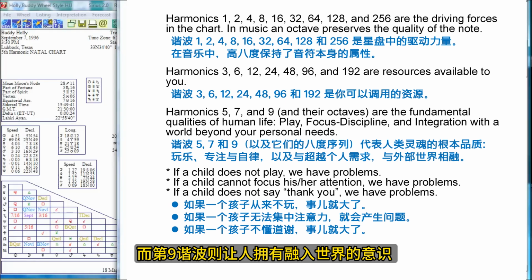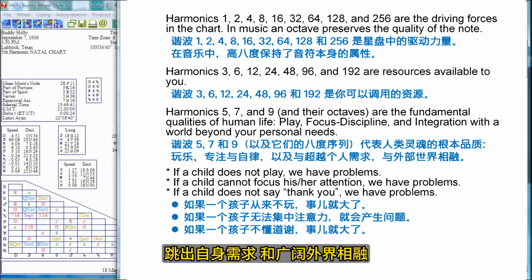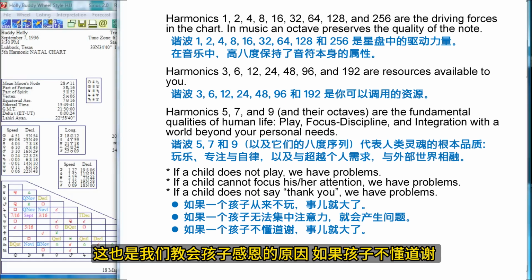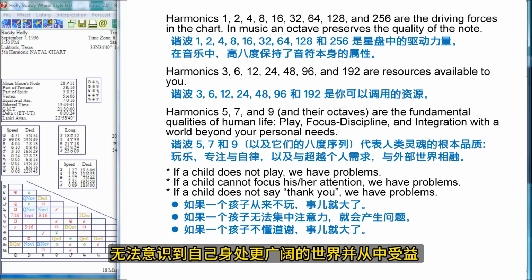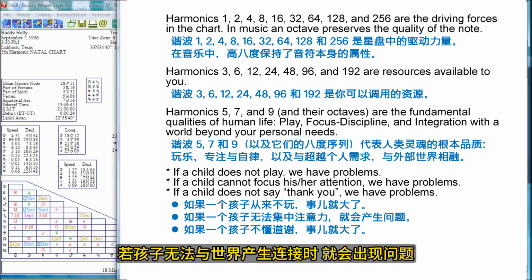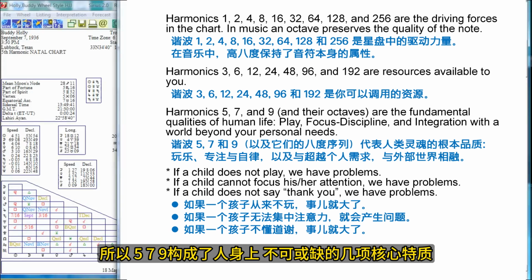And then the 9 gives a sense of participating in the world, integration with the world beyond your personal needs, and that's why we teach children to say thank you. And when a child doesn't say thank you, doesn't recognize they're part of a bigger world that they participate in and that benefits them and becomes part of their lives, we have problems. So the 5, 7, and 9 give these basic, fundamental qualities that are important to the person.